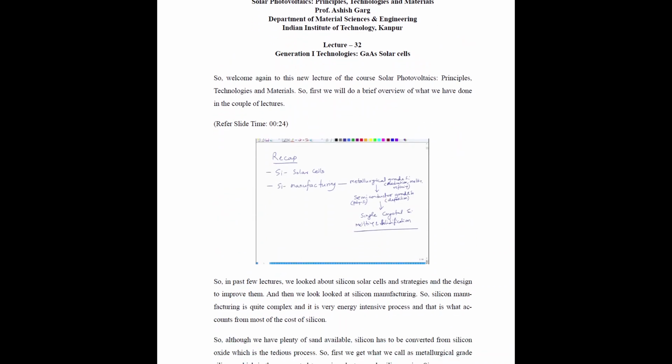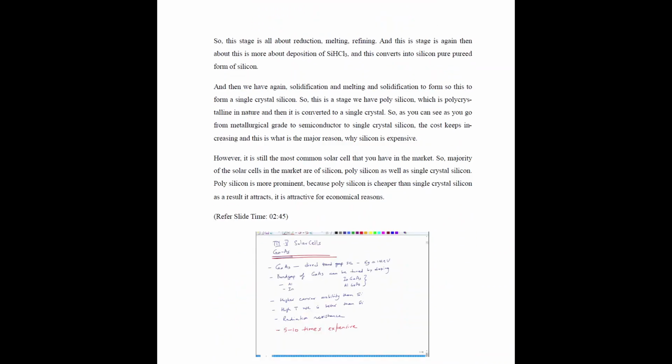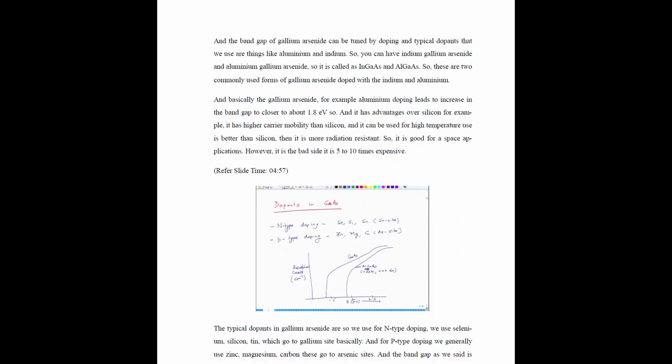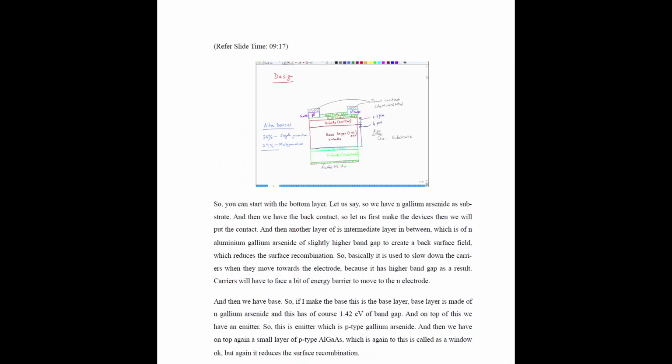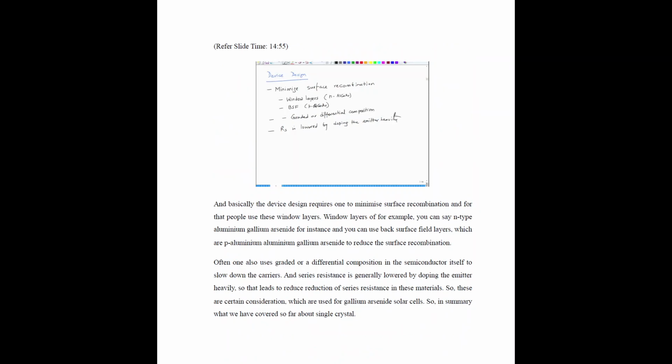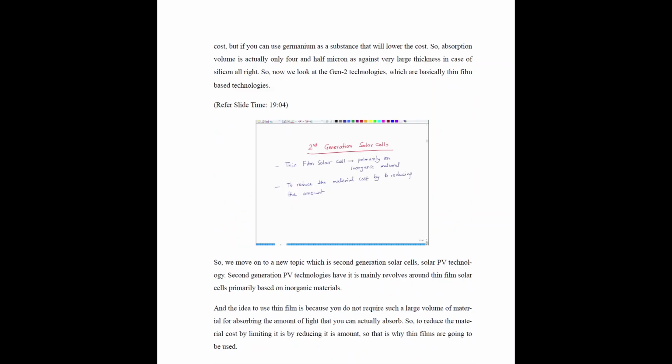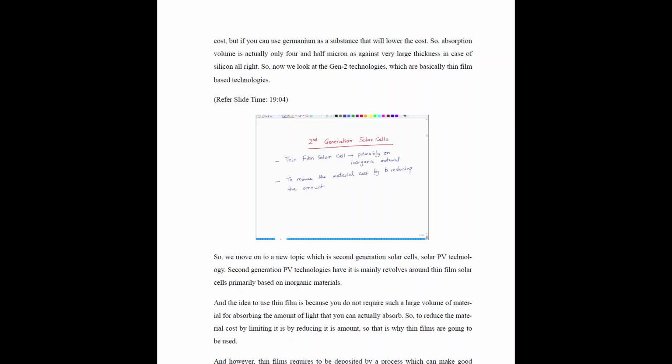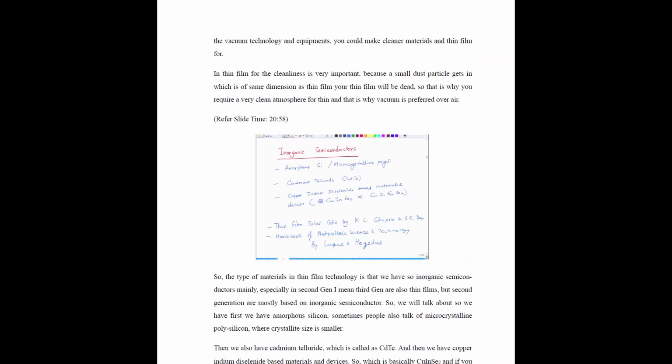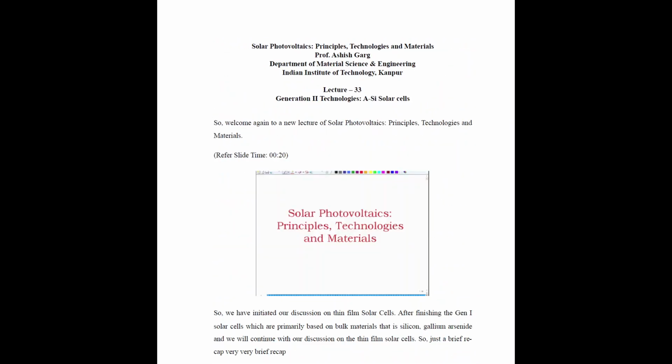In the next class sir talked about gallium arsenide solar cells, the need for them, the dopants used here, and other alternate devices that could be designed in the same domain. Then sir introduced the second generation of solar cells, where he talked about thin film solar cells, primarily on inorganic material, and why they're important to reduce the material cost and the amount. Then inorganic semiconductors and all these things sir talked about.